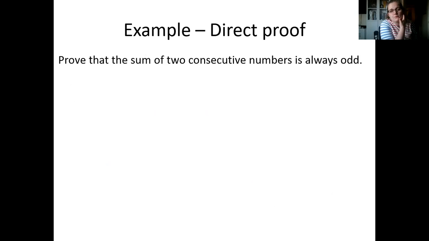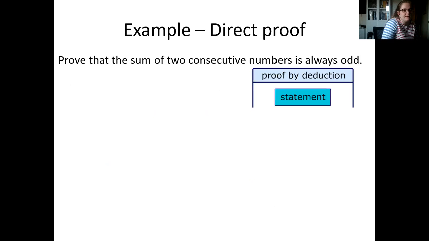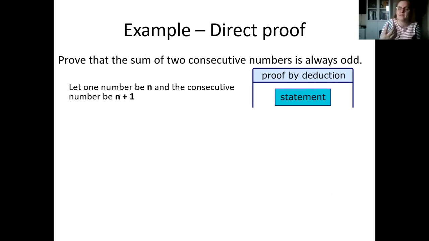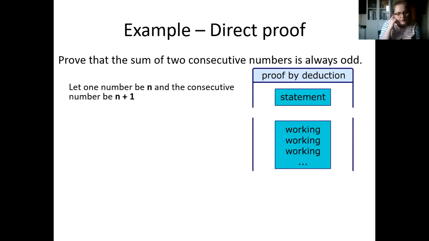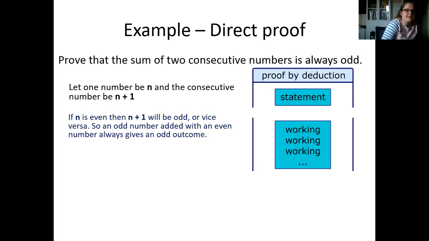Another example, prove that the sum of 2 consecutive numbers is always odd. This time, rather than a product, we've got the sum, so we're adding up 2 consecutive numbers together. Proof by deduction, we want our statement to start off with. We're going to let one number be n and its consecutive be n plus 1, same as before. You get used to this notation quite quickly the more you use it when we're talking about odd and even numbers. So our working out: if n is even, then n plus 1 will be odd, or vice versa, it doesn't matter, and our pattern is always going to be that way. So an odd number added with an even number will always give an odd outcome.